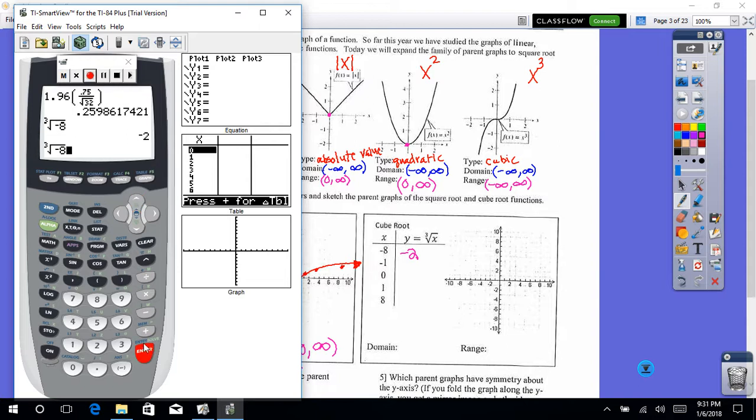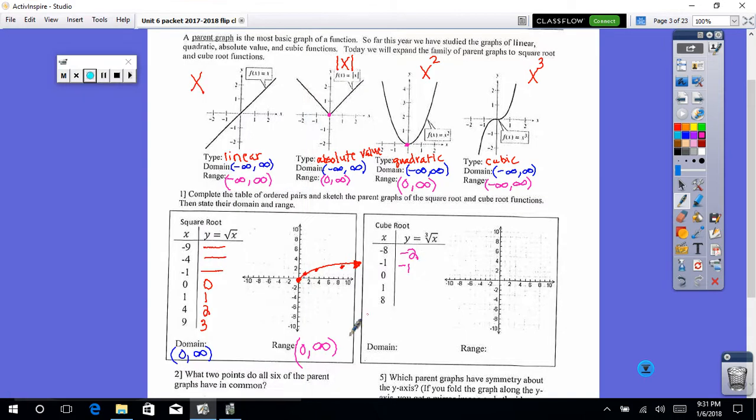Obviously, it didn't give us an error. The cubed root of negative 1 is negative 1. Cubed root of 0 is obviously going to be 0. Cubed root of a positive 1 is positive 1. And the cubed root of positive 8 is positive 2. So let's graph these and see what it looks like. I have my negative 8 with my negative 2. Negative 1 with negative 1. 0, 0. 1, 1. 8, 2.